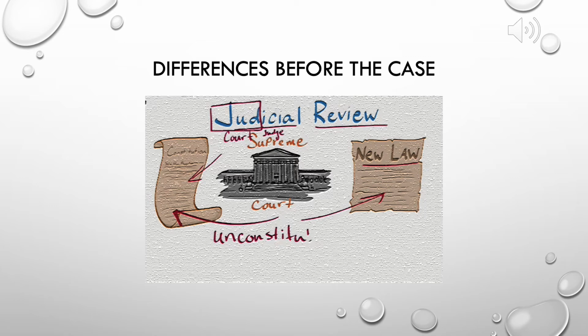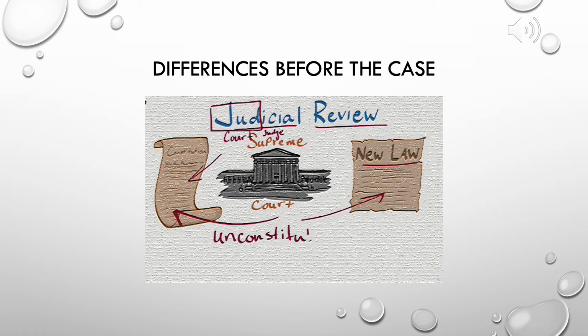Now that we have a small backstory to the case, let's dive into the results following it. The most obvious difference that occurred due to the case was judicial review. Prior to the case, we did not really have the checks and balances system. In a way we did, however, we didn't have a set way.